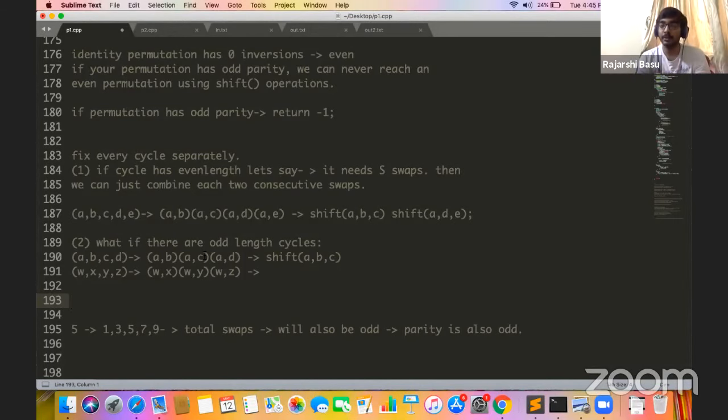So that was all there was to it. You just find out the cyclic decomposition. So what all did we do? We found out all the cyclic decompositions. We broke them down into these swaps, where every swap has the first element the same. We combined two consecutive swaps into one shift operation for all the even cycles, and for the odd cycles we combined as long as we could. If there was something remaining, we combined the remaining thing with the start of the next cycle. Okay, so if this swap was remaining, we combine it with the next one.